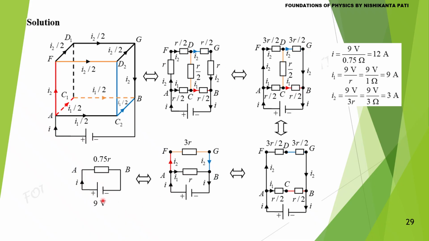I is 9 volt by 0.75 R. I1 is 9 volt by R. I2 is 9 volt by 3R. Then finding these, we can solve all these currents.